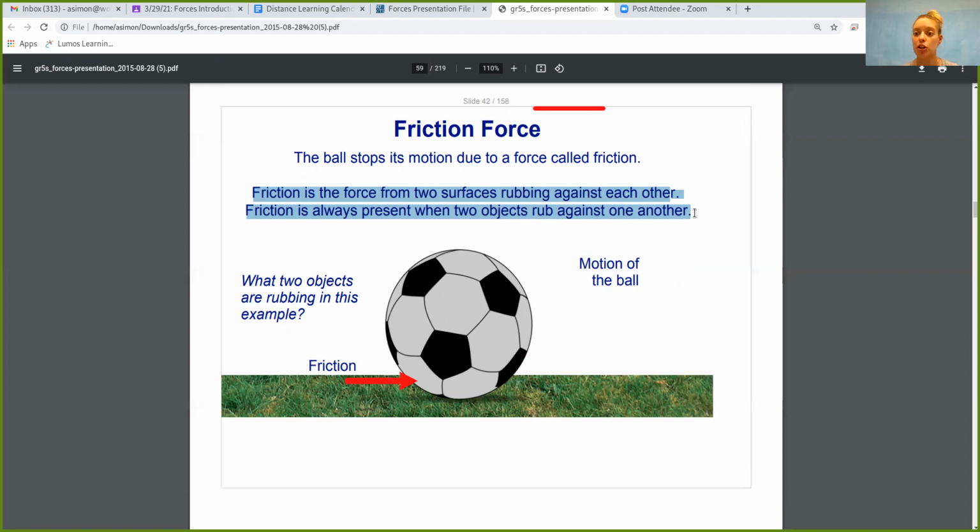So again, friction is the force from two surfaces rubbing against each other. And anytime any two objects are rubbing against each other, friction is always going to be present. So if we look at this example of the ball and the grass, the two objects that are rubbing against each other are the ball and the grass. That's causing that friction, and what ultimately causes the ball to stop moving.